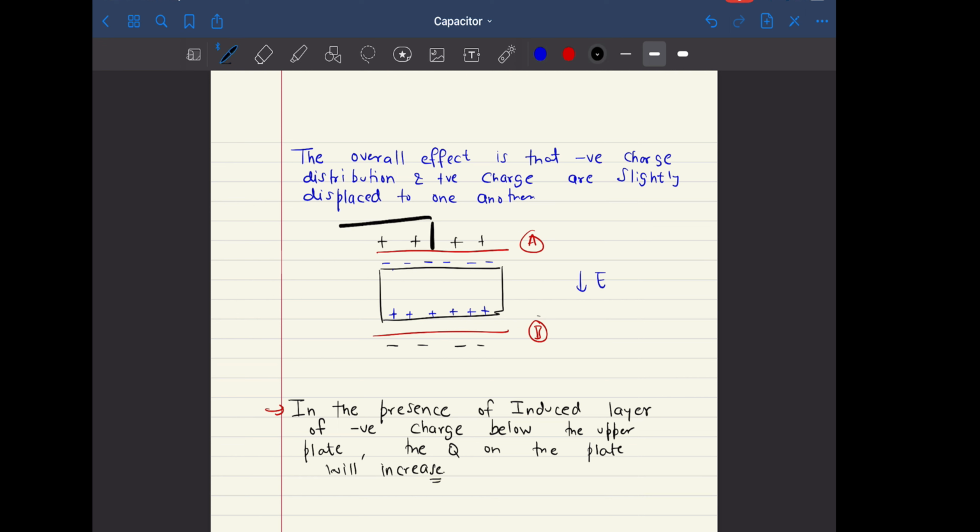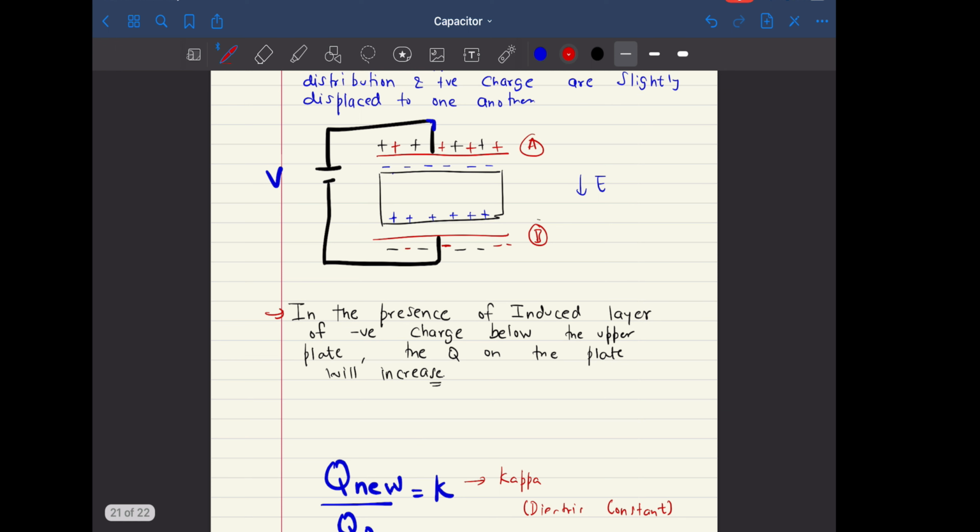But we also have a battery applied here. The battery is at potential V. Now the task of the battery is to maintain a potential difference between plate A and plate B of V. To maintain that potential difference, the battery will give some positive and negative charges to maintain a constant potential difference of V volt. This can be put as: in the presence of an induced layer of negative charge below the upper plate, the Q on the plate will increase as we have shown here.